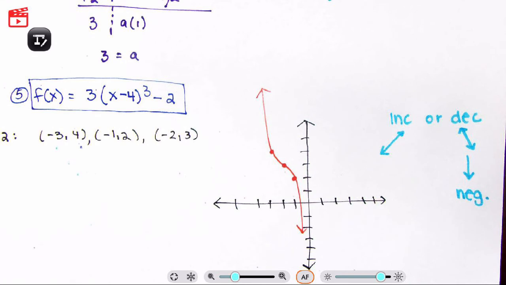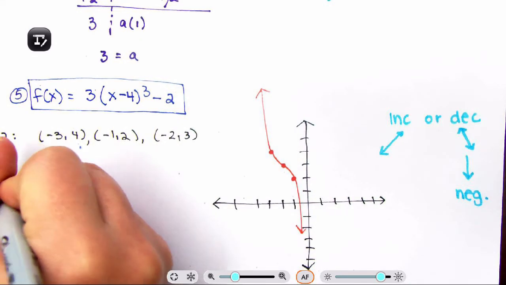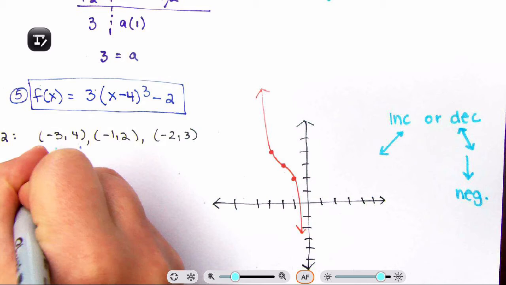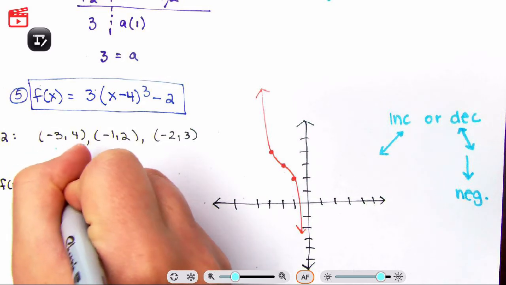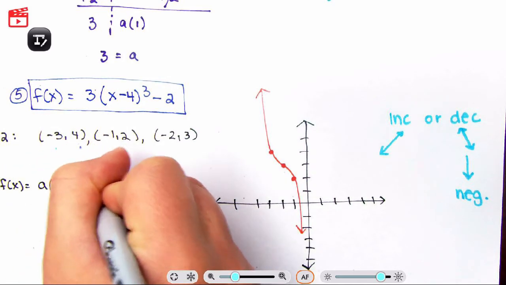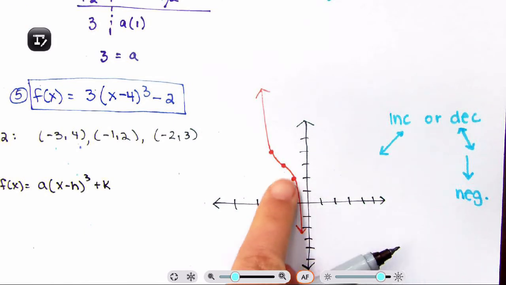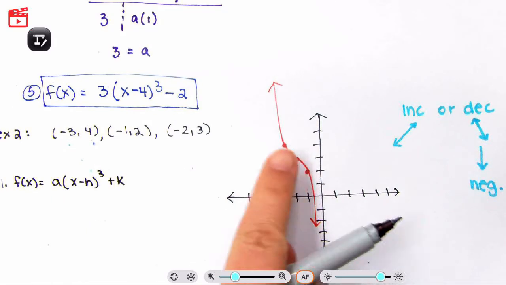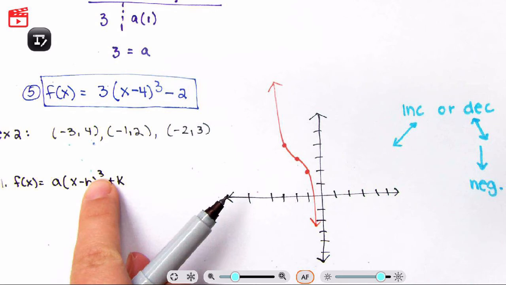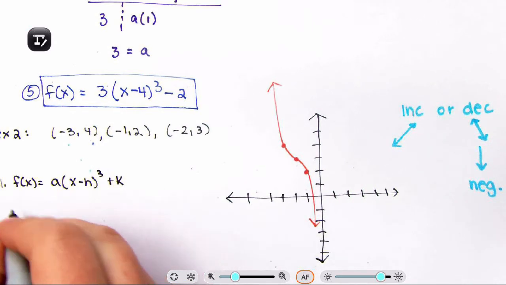Let's follow our steps. Step number 1, write out your general form, which is f of x is equal to a times x minus h cubed plus k. Why cubed? Because this is a cubic function. You need to see this and know that you're going to have a cube. All right, step number 1 is done.